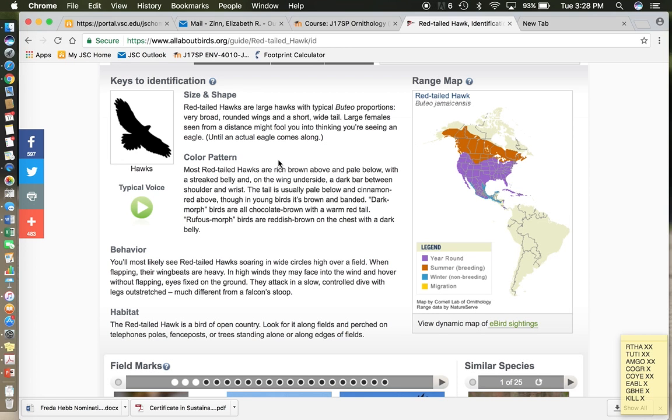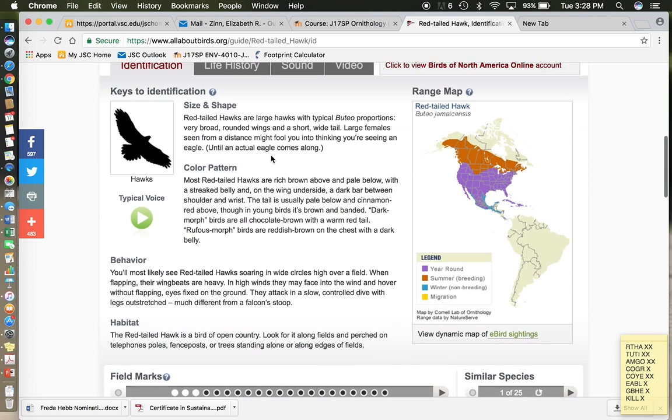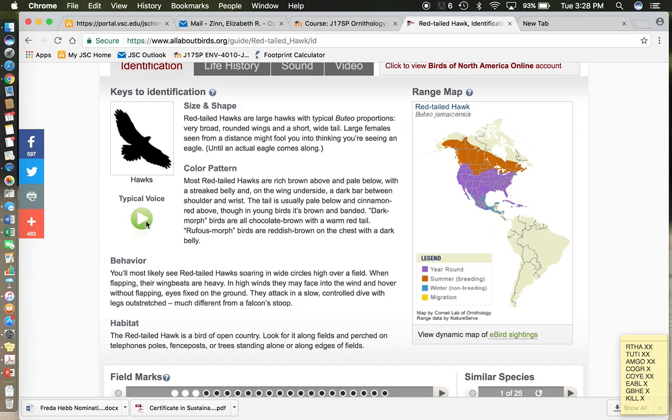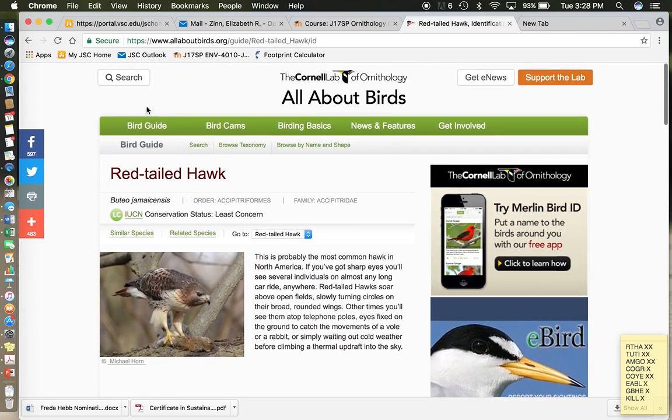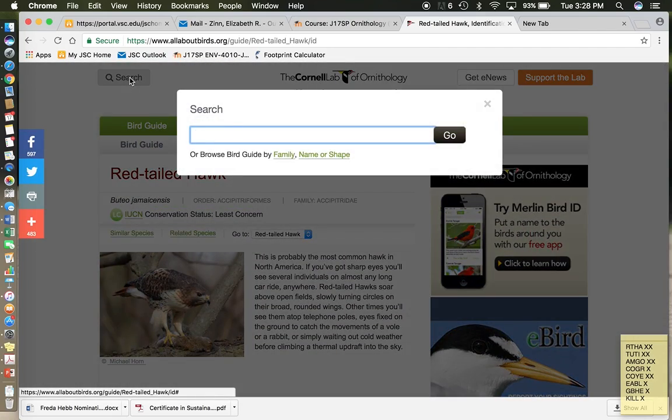I think you may have heard that before when you're out walking on a nice day when the thermals are rising and you can see the hawk soaring above. So that is a red-tailed hawk. Okay, moving on to our next bird. It is the tufted titmouse.